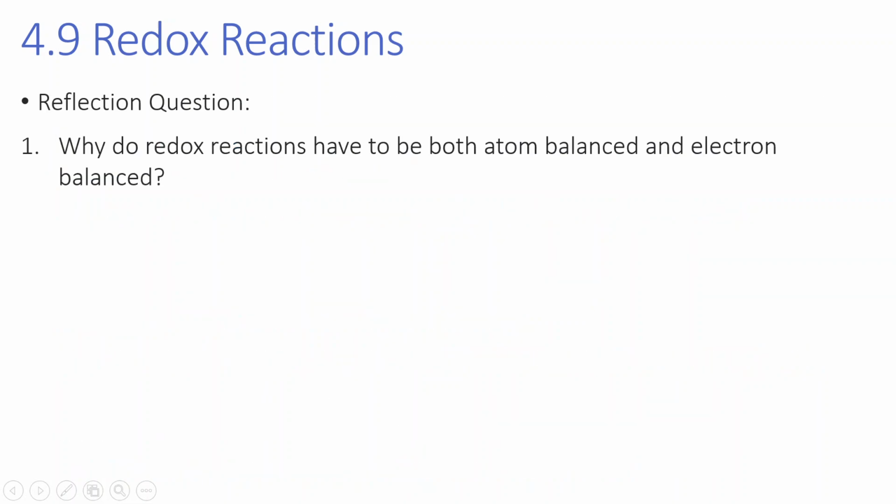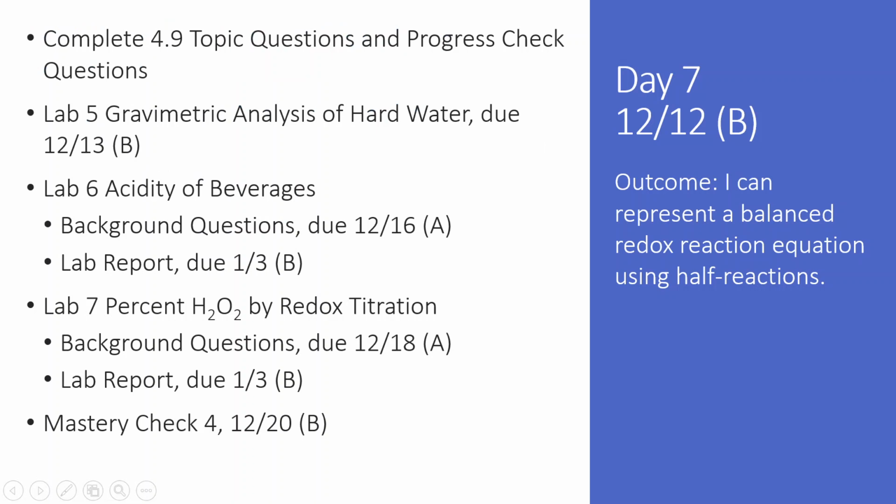So your reflection question, why do redox reactions have to be both atom balanced and electron balanced? So think about how one reaction needs to produce electrons and one reaction needs to consume the electrons.